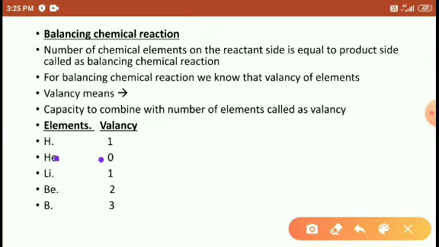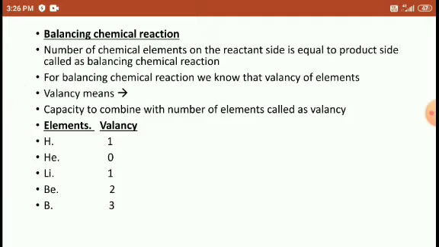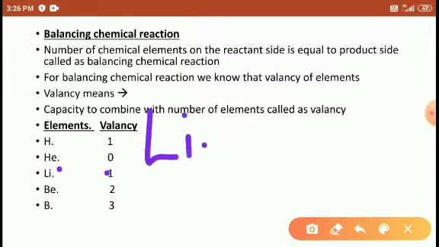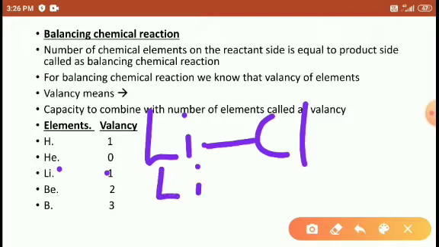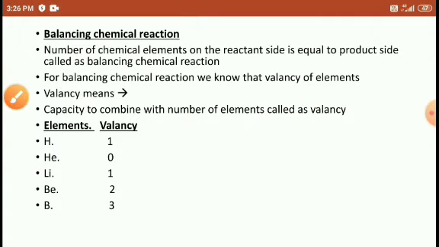Helium valency 0. It means helium doesn't react with any species. That is why we call it valency 0. Helium cannot bond with any other species, students. Lithium valency 1. Lithium has one electron, so it bonds with one chlorine, one hydrogen or one sodium. Right, students? This is the valency.